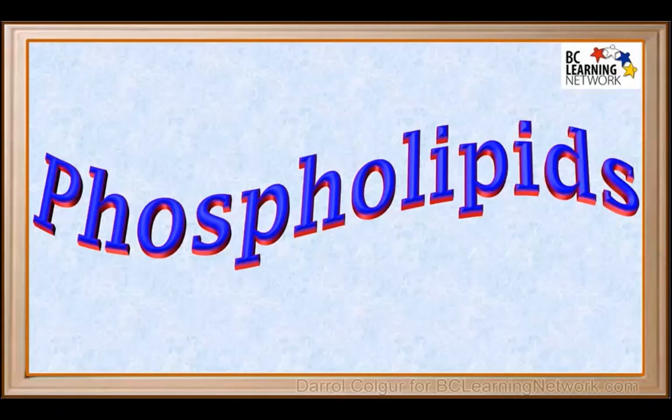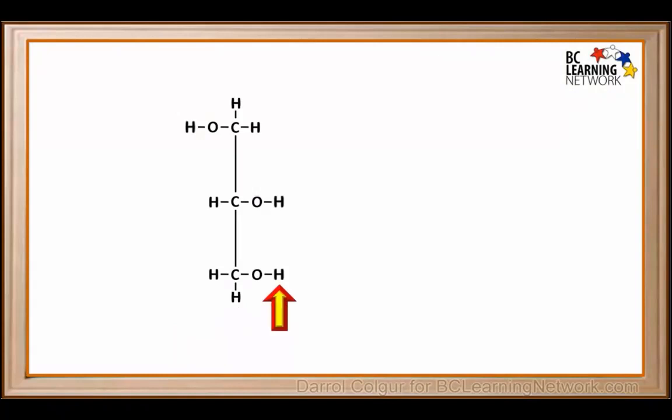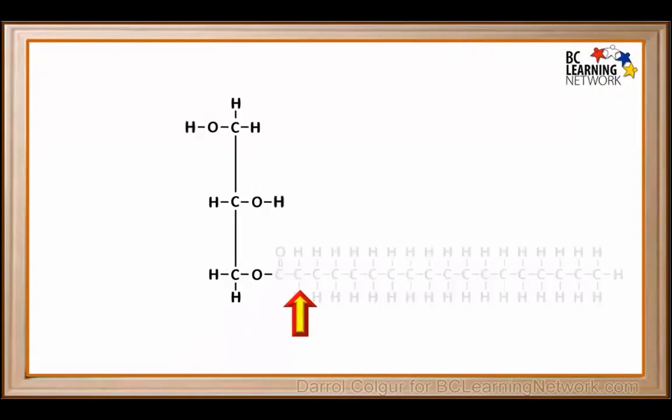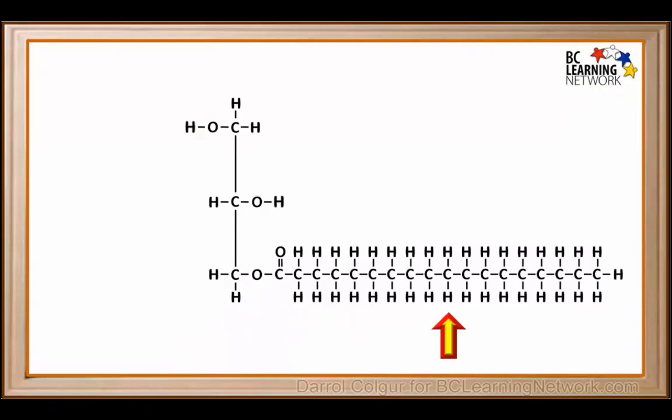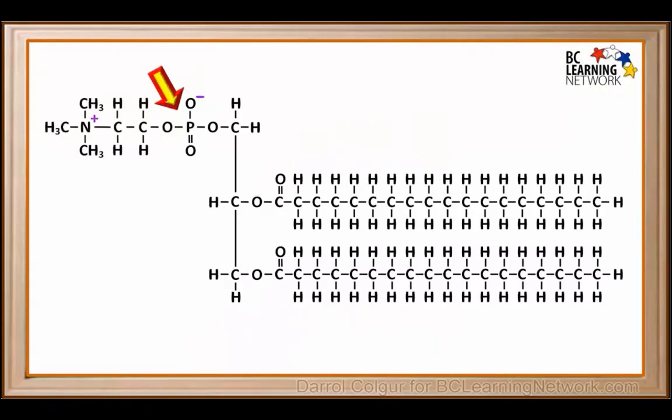Here, we'll examine another type of lipid called phospholipids. Like fats, phospholipids have a backbone consisting of a glycerol molecule. In a phospholipid, this H atom is replaced by a fatty acid, and this H atom is replaced by another fatty acid. Instead of being replaced by another fatty acid, this H is replaced by a group containing phosphate, or PO4. And this group often contains a nitrogen atom as well.